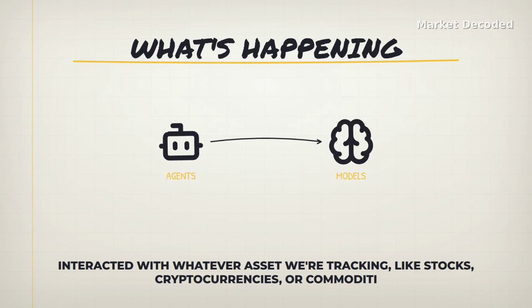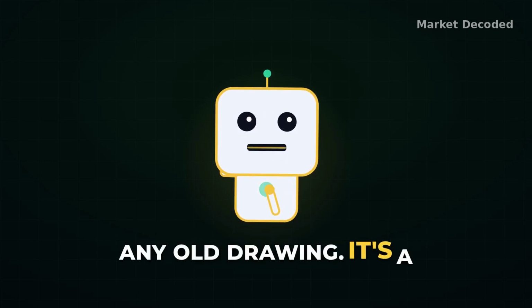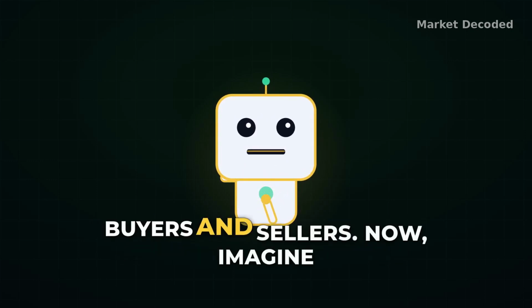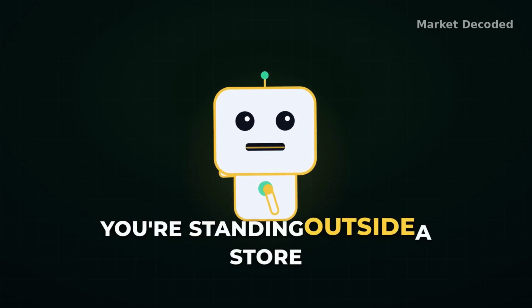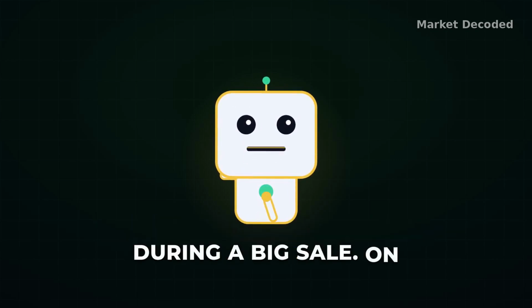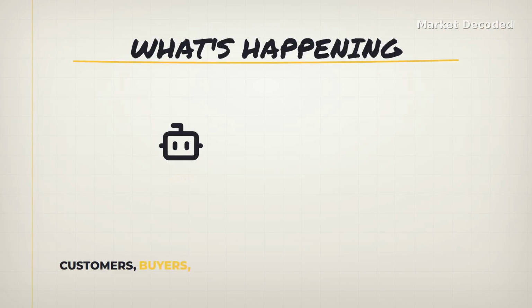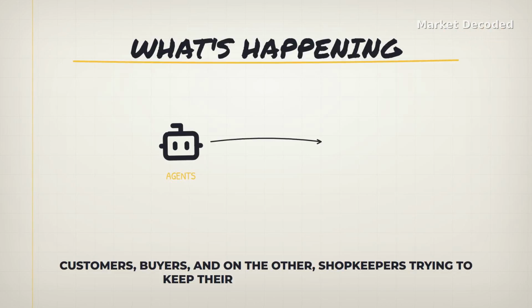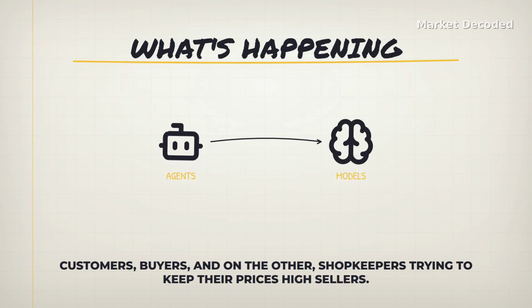A candlestick isn't just any old drawing. It's a snapshot of the battle between buyers and sellers. Now, imagine you're standing outside a store during a big sale. On one side, you have eager customers, buyers, and on the other, shopkeepers trying to keep their prices high, sellers. The result? Prices go up or down based on whose side is winning.